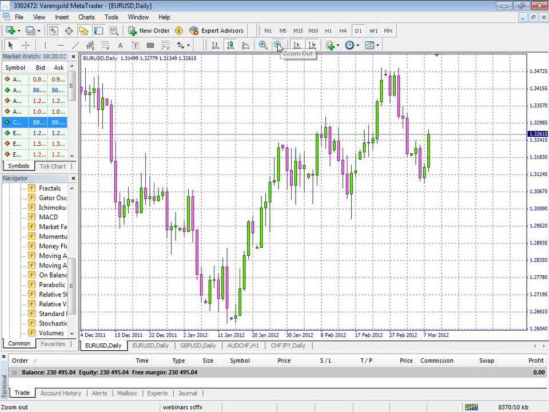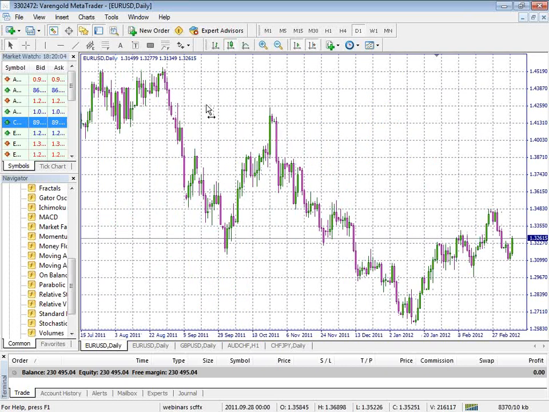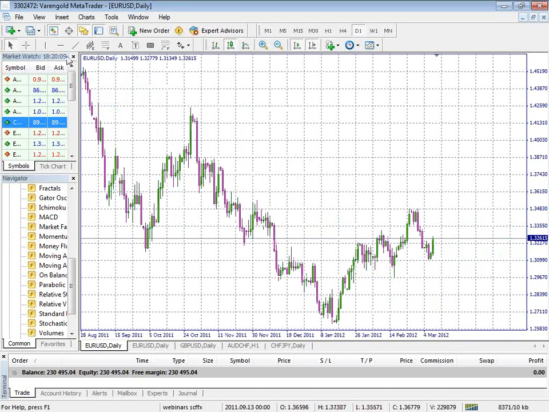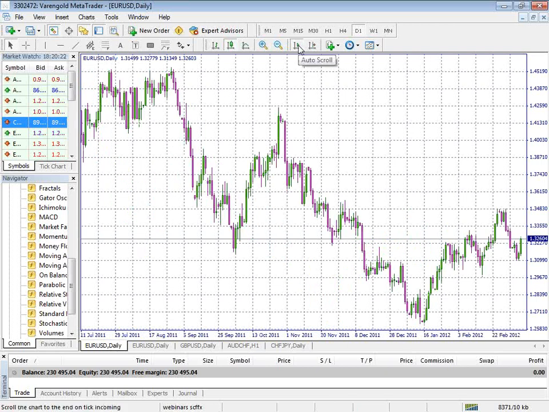So I will make it smaller because I want you to, probably now you are familiar with this chart because we talked. If I don't want that chart to move too much, I have to disable just that and auto scroll.